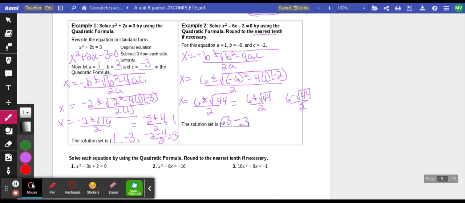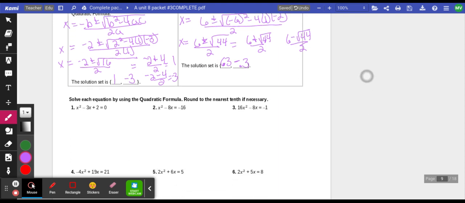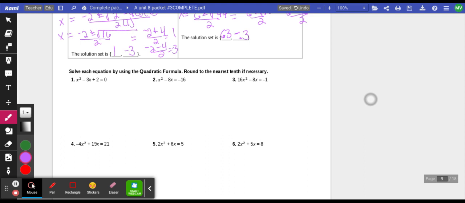So I used my calculator, and my answers are 6.3 and negative 0.3. So I want you to pause, and I want you to try 1, 2, and 3, and come back and check.